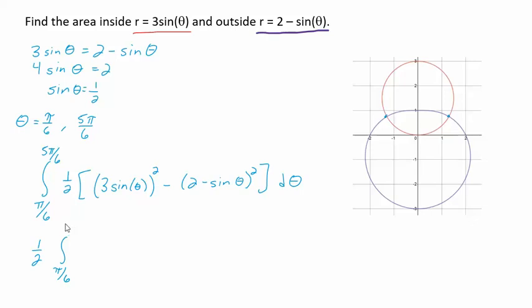The first thing that we're going to need to do is simplify this all out. So we're going to get 9 sine squared theta minus, and I'm going to FOIL this out, it's going to be 4 minus 4 sine theta plus sine squared theta d theta.